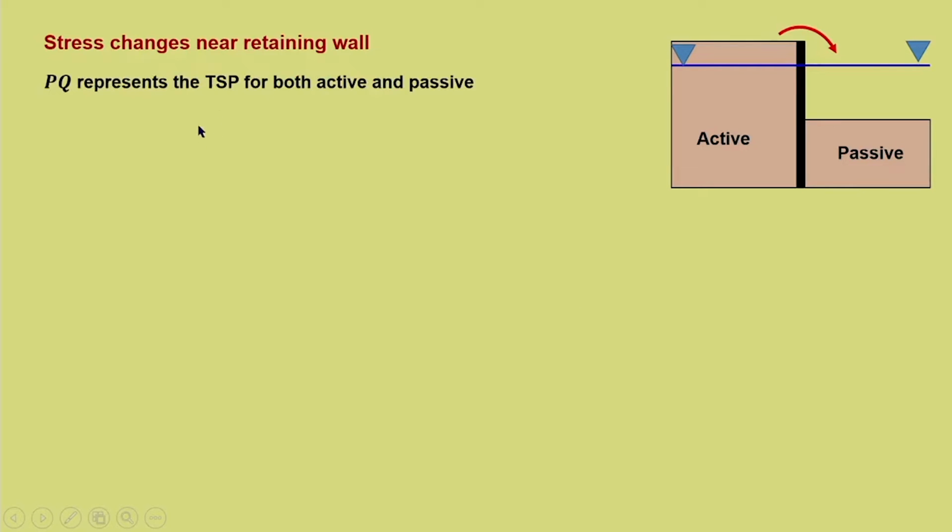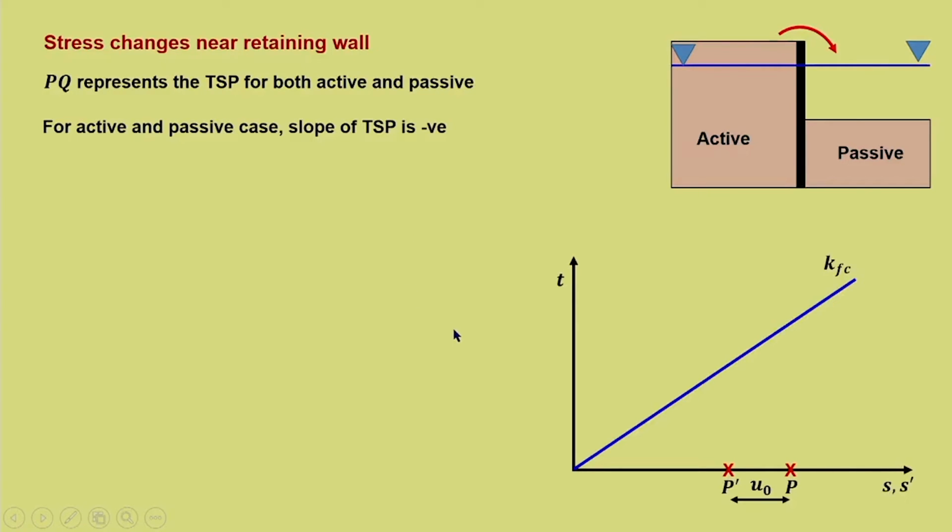Now, PQ represents the total stress path for both active and passive cases. Why is it so? For active and passive case, the slope of TSP is negative. You can see that if you substitute for active and passive conditions, that is how delta sigma A, delta sigma R changes, you will see that in both the cases you will get the total stress path to be negative. Please verify yourself, because we have already explained this in our previous lecture. While considering one is constant, the other is increasing.